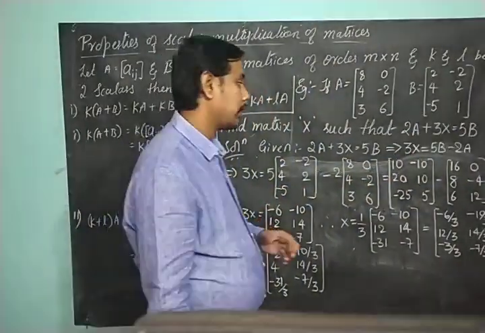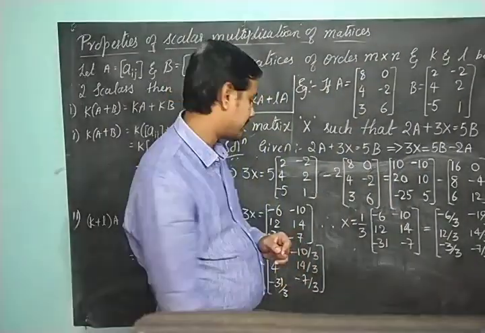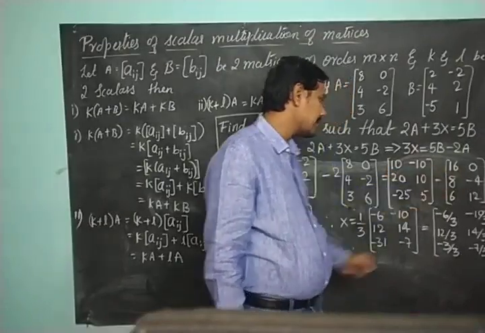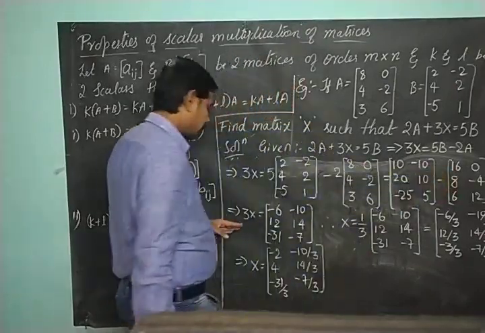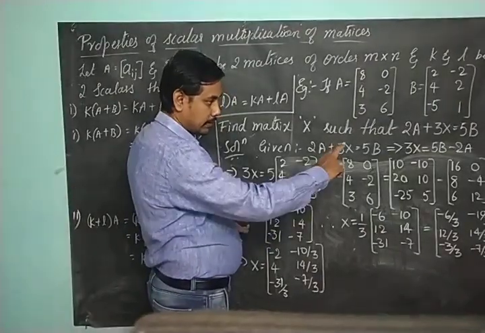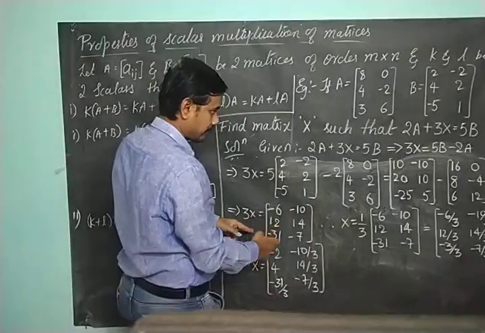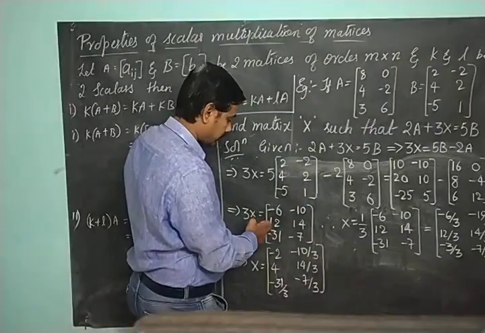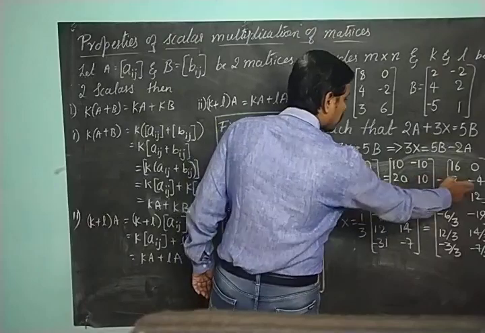Now we have two matrices, and we need to take the difference of them. If you simplify this, what should we get? 10 minus 16. So 3X will be 10 minus 16, which is -6, then -10 minus 0 is -10, 20 minus 8 is 12, right? Then -2, and 10 minus of minus 4.